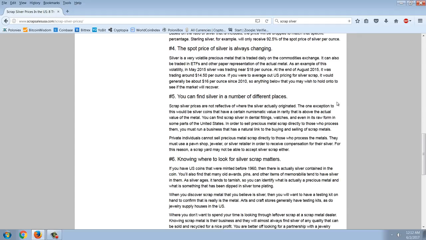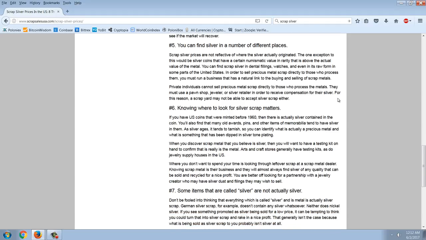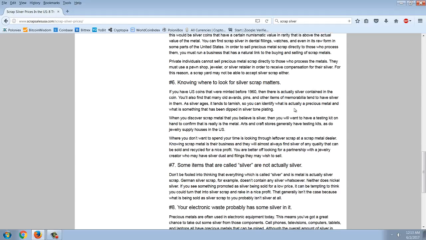You can find scrap silver in dental fillings, watches, and even in raw form in some parts of the United States. In order to sell precious metal scrap directly to those who process them, you must run a business that has a natural link to the buying and selling of scrap metals. Private individuals cannot sell precious metal scrap directly to those who process the metals. They must use a pawn shop, jeweler, or silver retailer in order to receive compensation for their silver. For this reason, a scrap yard may not be able to accept silver scrap either. Knowing where to look for silver scrap matters.